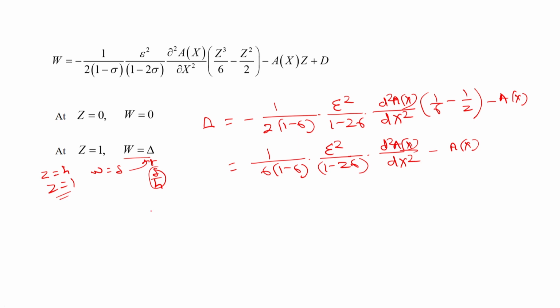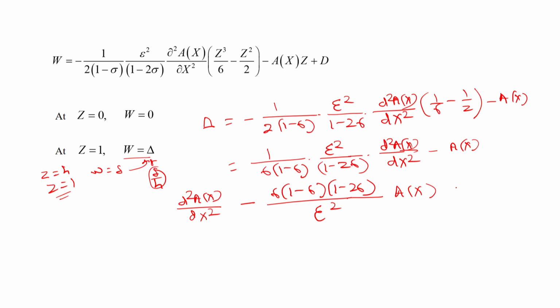So, d square a by dx square, therefore, I can write as a differential equation with respect to a of x and dx square. So, that is equal to, let us write it like this, 6 into (1 minus sigma) into (1 minus 2 sigma) by epsilon square into a of x. This is equal to delta into the same thing, so it is 6 into (1 minus sigma) into (1 minus 2 sigma) by epsilon square. So, this is what I will get.